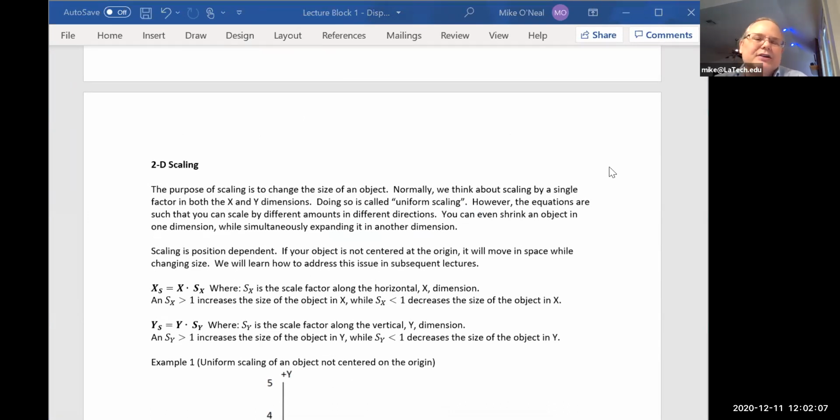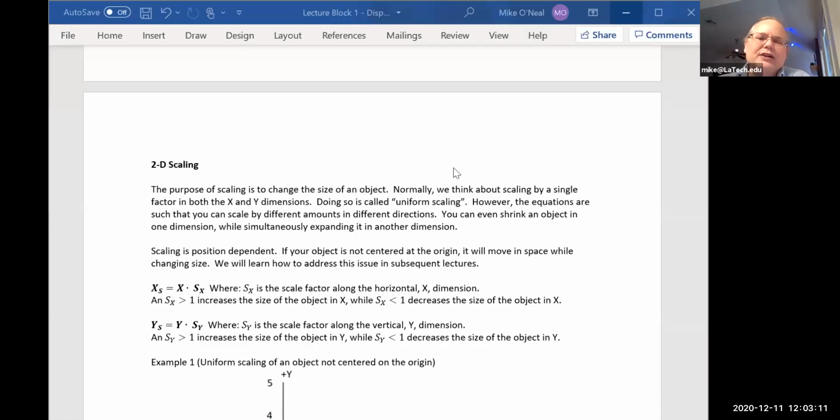Scaling is also fairly straightforward. The purpose of scaling is to change the size of an object. Normally when we want to change the size of an object, we think, I want to double it in size, or I want to cut it in half by 50%. We call that uniform scaling. Uniform in that in all dimensions we're either expanding by some positive number or contracting.